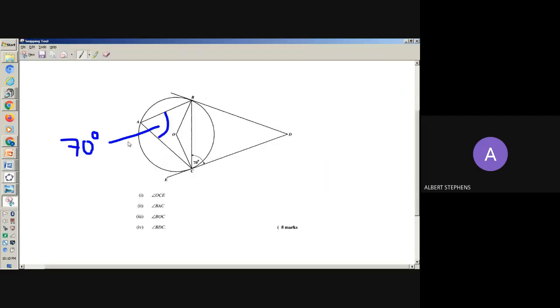All right. Moving along. BOC. Where is B to O to C? So guys, you have to learn how to identify where they are. So B to O to C is right here, not true? And we said that was what? 140, not true? And what's the reason for that?